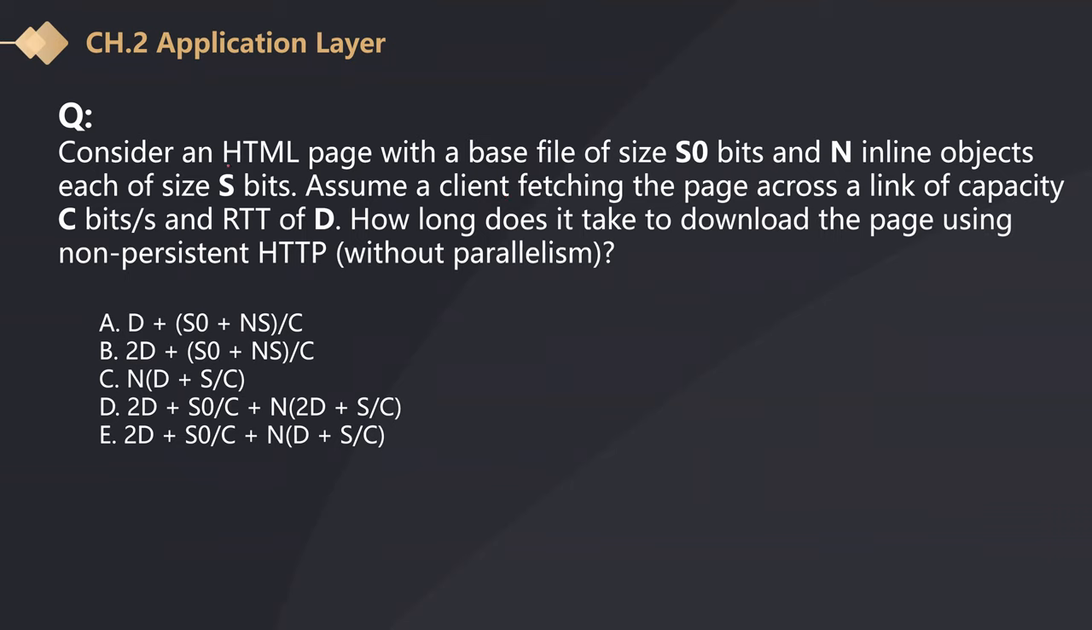So now we want to fetch an HTML page with a base file, and it will have different objects inside the HTML page. Let's say you have some pictures on it. So we need to request the HTML page first. And then we find we still need to fetch the pictures, and then send another request to get the pictures. So how long does it take to download all the stuff in the page with non-persistent HTTP, which is 1.0, right?